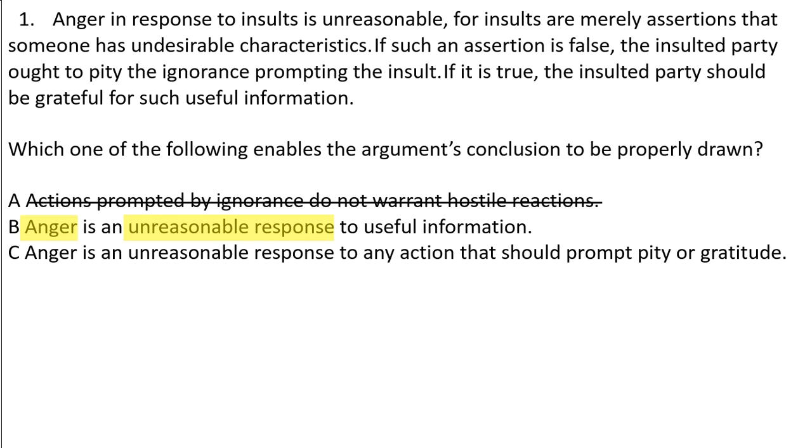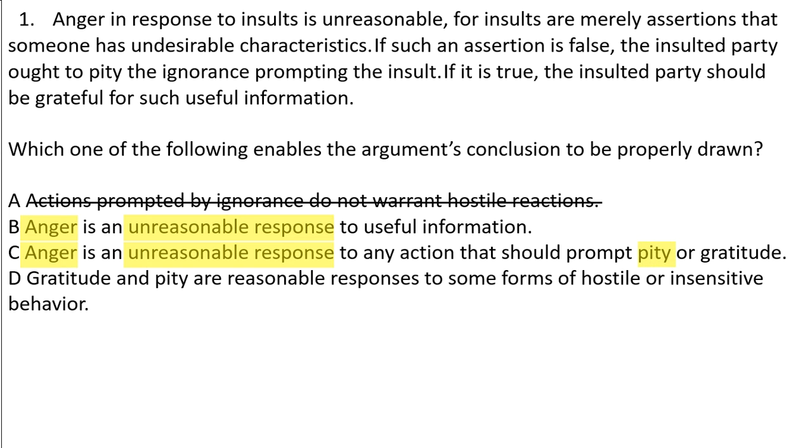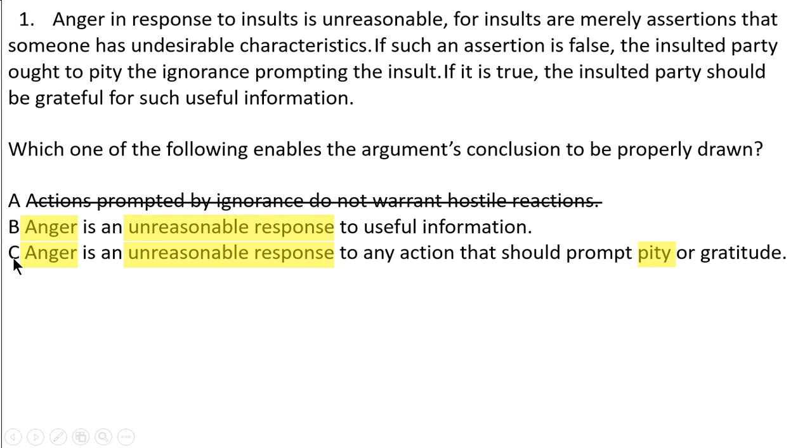Coming to option number C, anger is an unreasonable response to any action that should prompt pity or gratitude. It says that anger is an unreasonable response to the action, and the action requires pity or gratitude. Now we see option C says the things exactly discussed in option B, but it is further adding pity or gratitude to the action. So C can also be our answer, which we discussed in the argument, that anger is an unreasonable response and the insulted party should have pity.